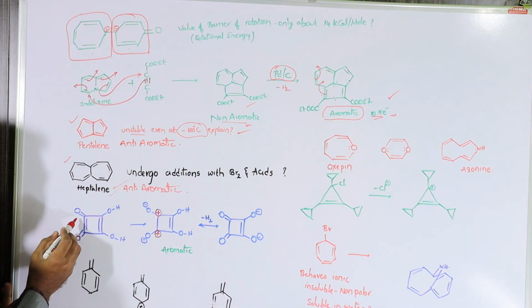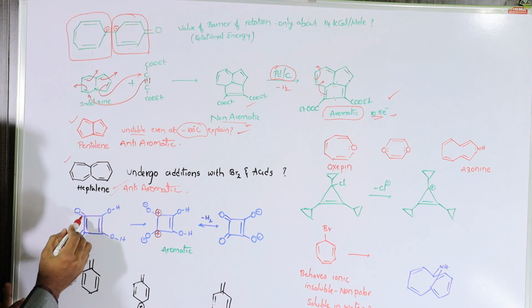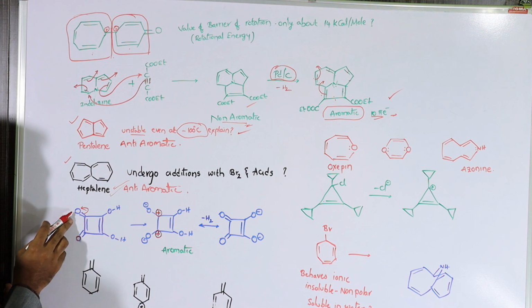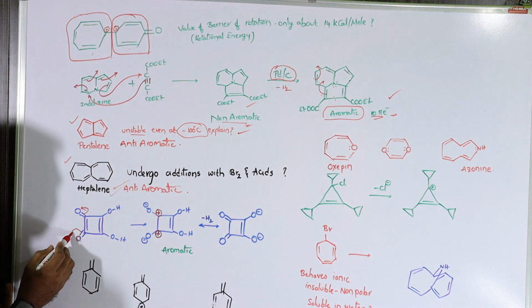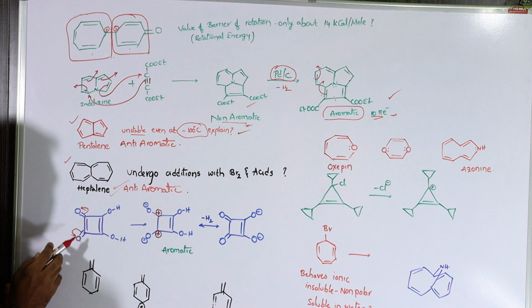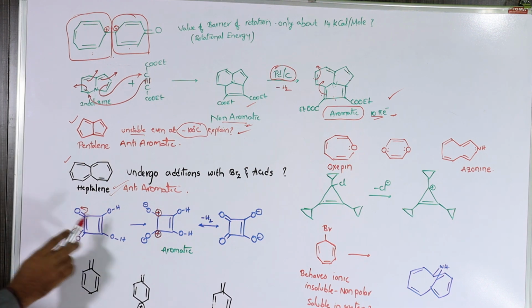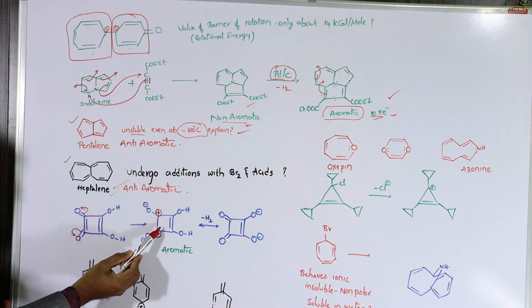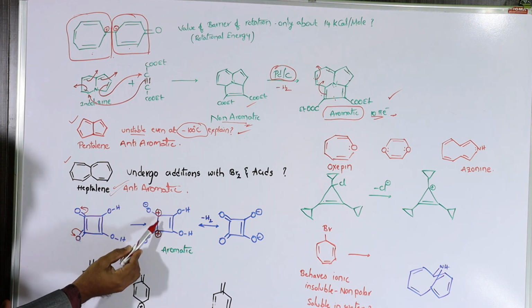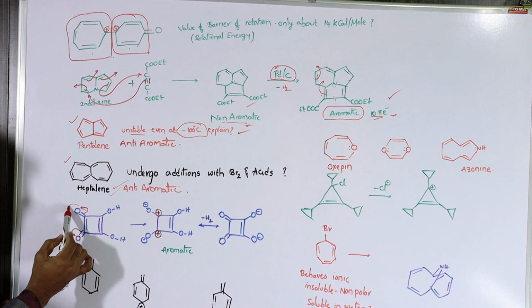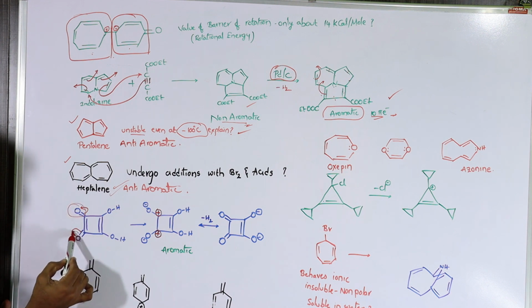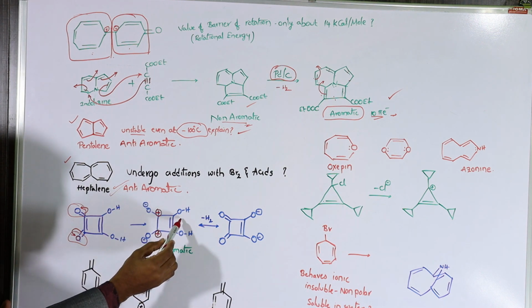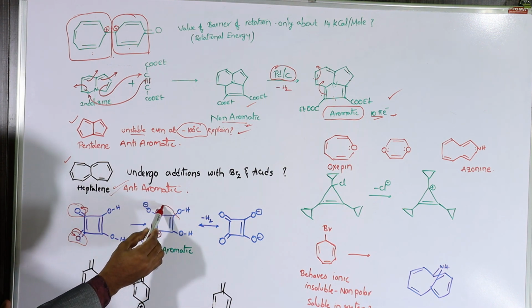Here you can see that there are 2 oxygen atoms. Due to the high electronegativity of these oxygen atoms, the electrons shift towards the oxygen. Then what happens? Here you can see 2 cations are forming at these 2 carbon atoms due to the electronegativity of these oxygen atoms. Then we are getting this compound.